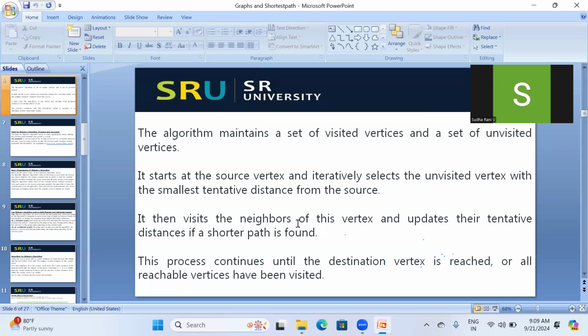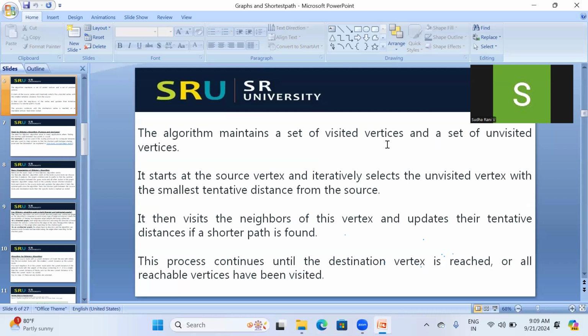Main points to be considered in Dijkstra's algorithm. Here we are having a few main points which we consider for Dijkstra's algorithm. The algorithm maintains a set of visited vertices as well as a set of unvisited vertices. So in Dijkstra's algorithm, when we are traversing the graph, the complete set of nodes or vertices is divided into visited vertices as well as unvisited vertices.